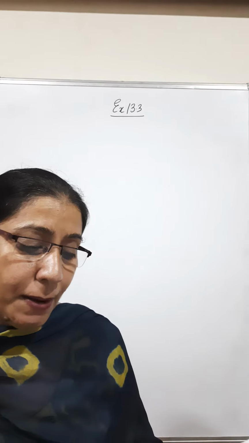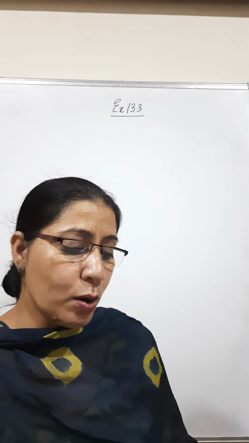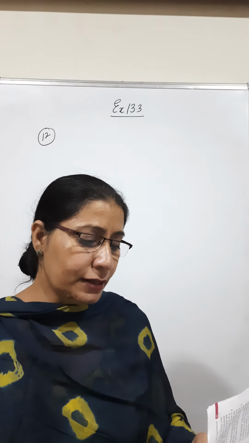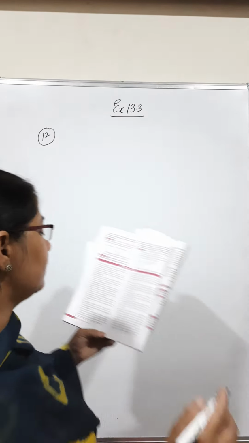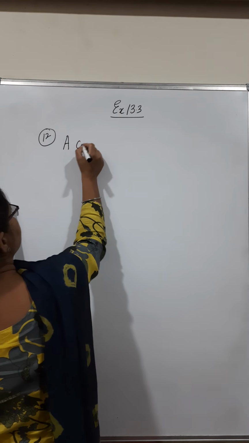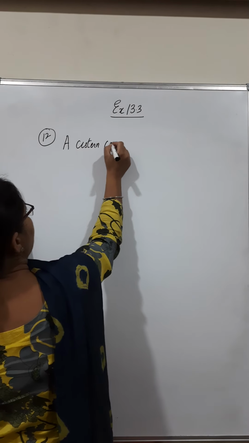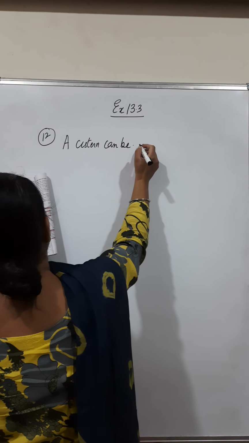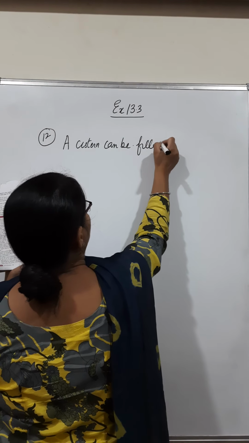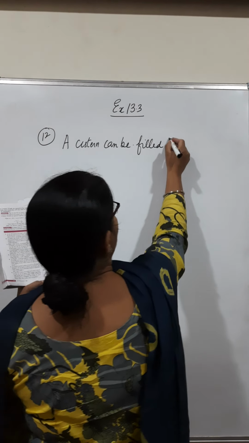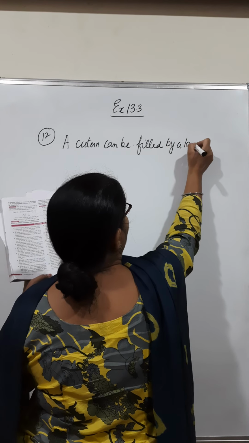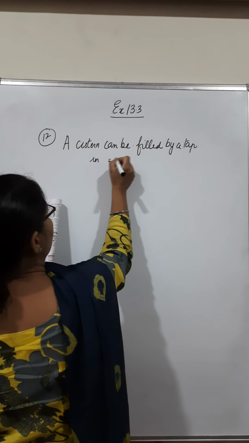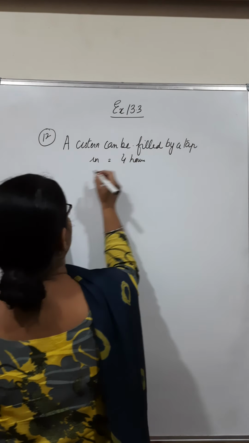A cistern can be filled by a tap in 4 hours and emptied by an outlet in 6 hours. Now here comes a question where there is filling and there is emptying also. One pipe is filling and the other is emptying the tank. So what is happening? A cistern can be filled, ठीक है, by a tap in 4 hours. So it's 1 hour work.